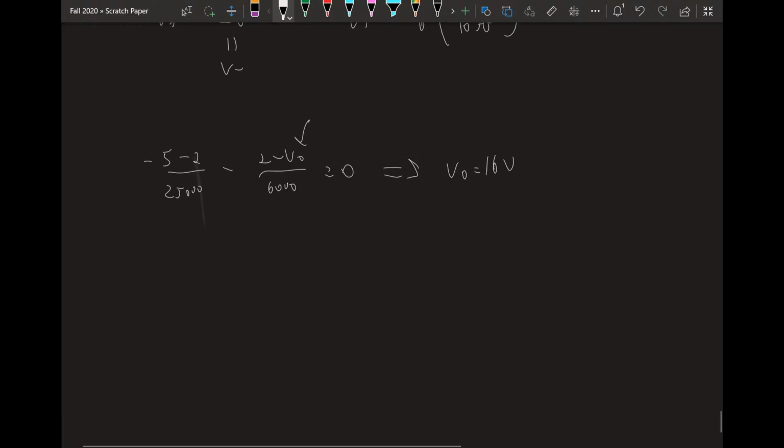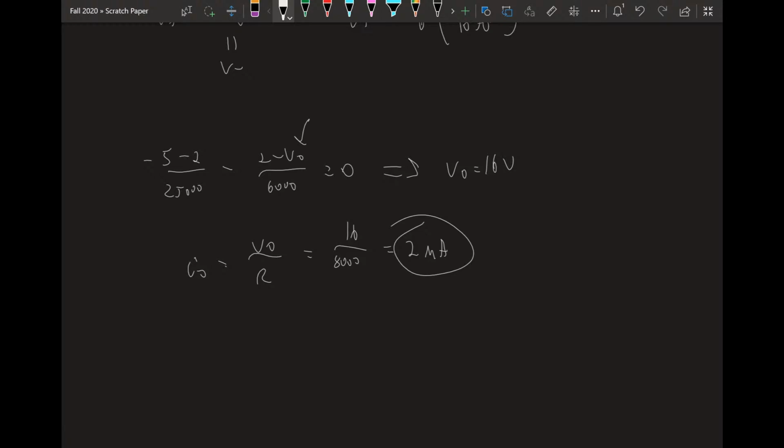That means we can easily find our current as I naught equals V out over the resistance, which equals 16 volts over 8,000 ohms, which equals 2 milliamps. And that's our answer. So for any op-amp configuration, you can just apply the golden rules, apply node voltage, and you'll be able to find out what's outputting the op-amp.